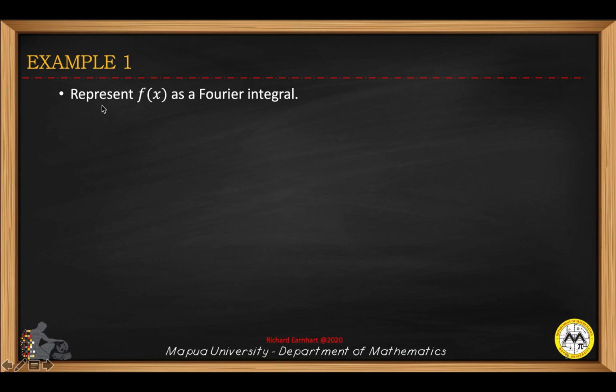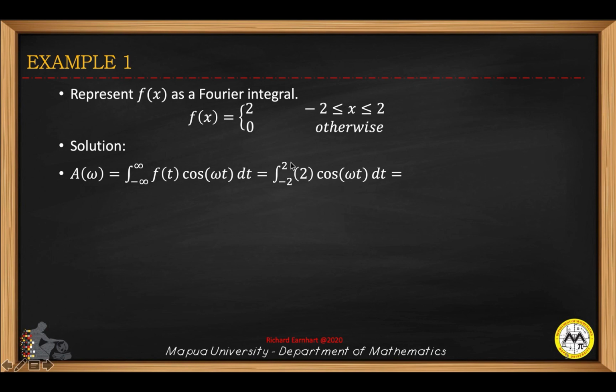Let us represent the given function f of x as a Fourier integral. f of x is 2 from negative 2 to 2 and 0 otherwise. So we integrate from negative infinity to positive infinity here, but take note that it is 0 outside of the interval negative 2 to 2. So we just integrate from negative 2 to 2. Your f of t is 2, multiplied by cosine omega t dt.